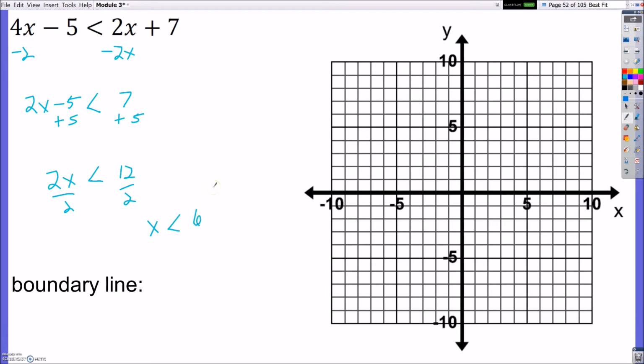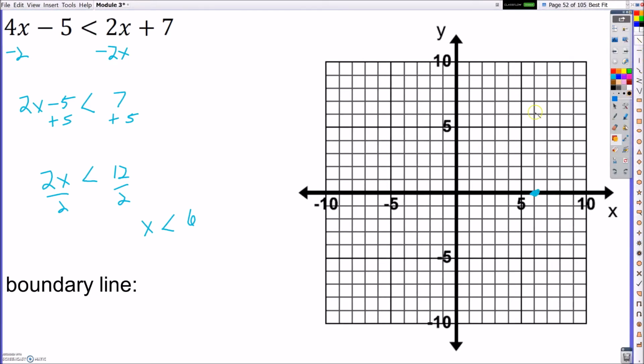Now remember, this is one of those special case scenarios where it's just x is less than, so there is no y value. Therefore, I'm going to have a vertical line. So I go to my x-axis right here, and I'm going to look for 6, which is right here. And since it's x is less than, what I'm going to do is draw a vertical line.